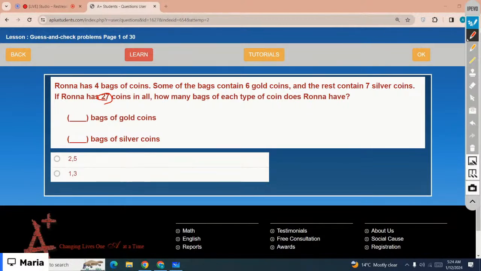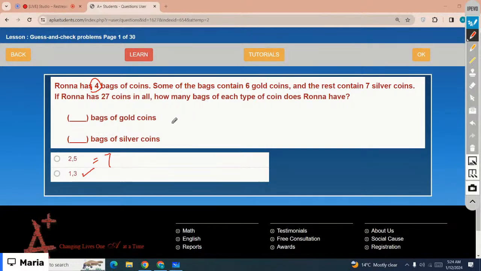Okay, so she has a total of four bags, right? So just look at the values 2 and 5. 2 bags of gold and 5 bags of silver. 2 plus 5 makes 7, right? But you are given 4 bags only, right? That means the correct option is 1 and 3. Let's check how it is the correct one.